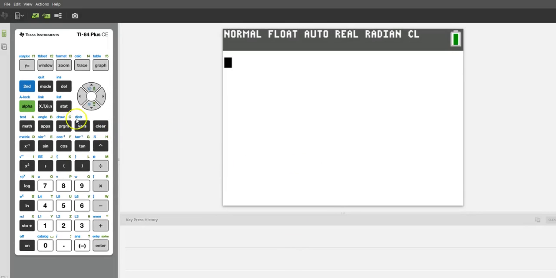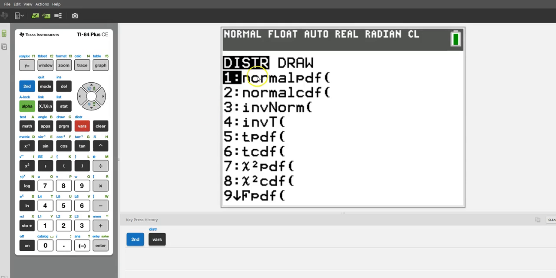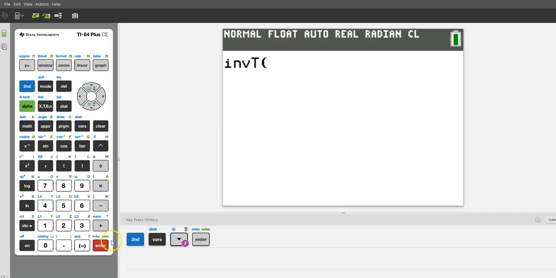So if I go to distributions, you see here's normal, CDF, and invnorm. There's inv_t, which is number 4. So if I go to inv_t, now if you have the stat wizard on, it might prompt you a little bit more, but I'm going to enter the 0.005, which is the area to the left, inv_t 0.005, and then the degrees of freedom were 4.